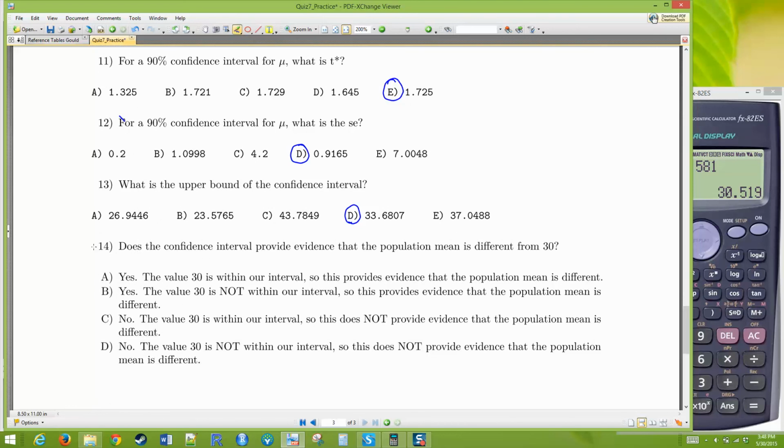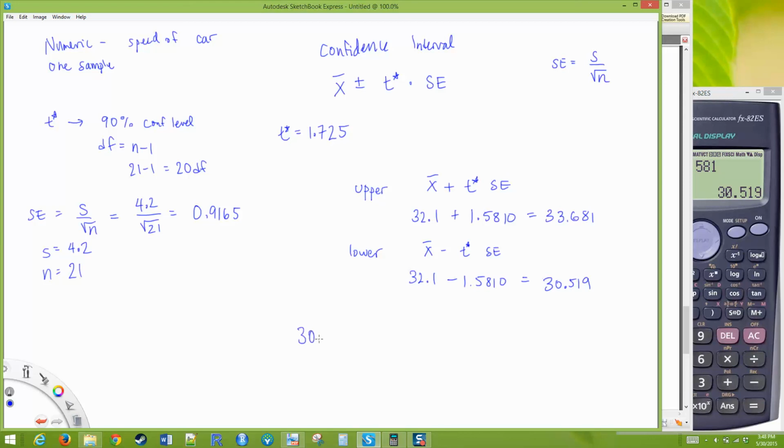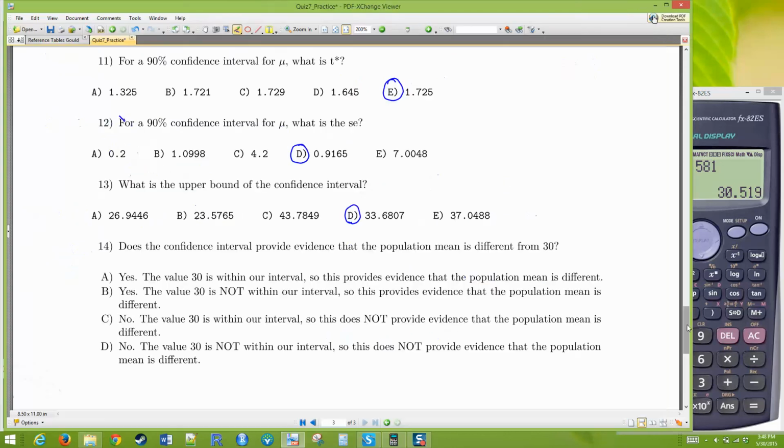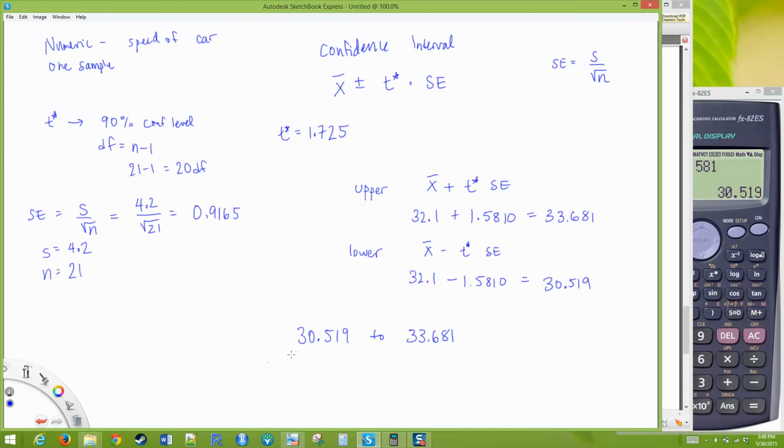Okay, and number 14, does the confidence interval provide evidence that the population mean is different from 30? Well, let's take a look at our interval. Our interval goes from 30.519 to 33.681. And we want to know, does this provide evidence that it's different from 30? So is 30 within our interval? 30 is not between these two numbers. So 30 is not between the ends of the interval. That means we have evidence that the average speed is different from 30.